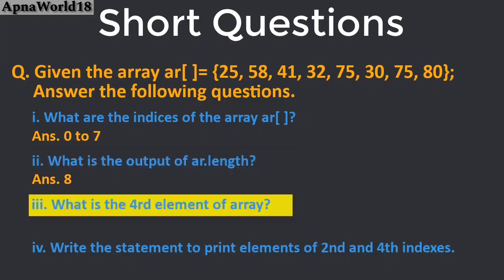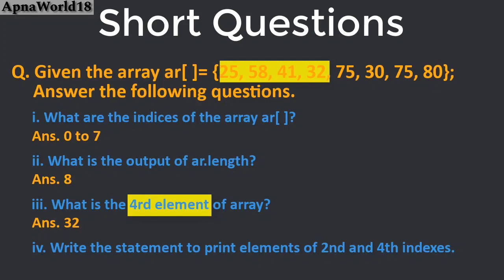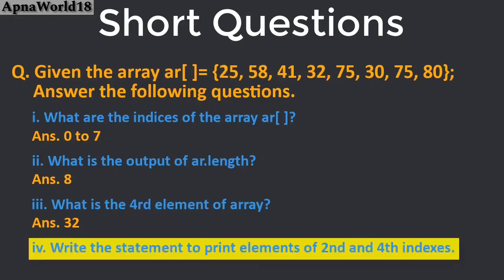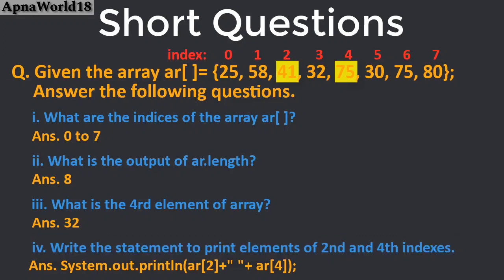The next question is what is the fourth element? Here you need to read carefully if they are asking for the fourth element or the element at the fourth index. If the question says element, you will start your count from 1 and return the fourth, which is 32 here. If you see the next question, here they are asking for the element at the second and fourth index. So we will write our print statement with ARR[2] and ARR[6], which will give us 41 and 75 respectively.